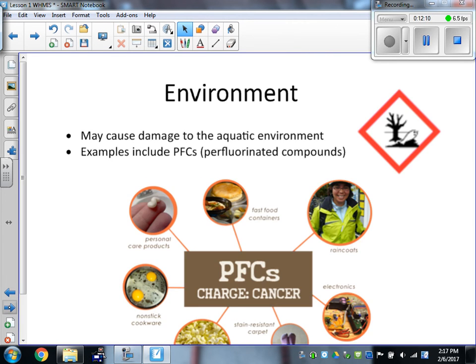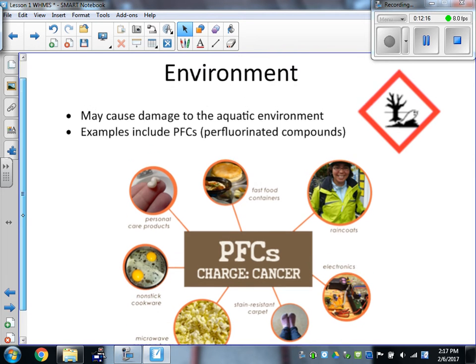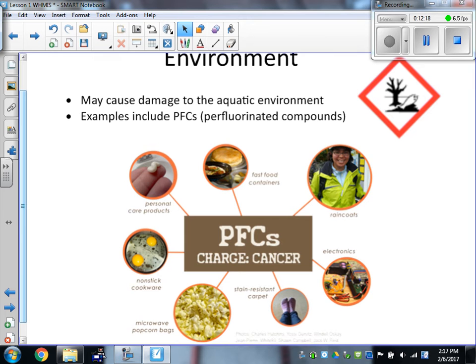All right. Environmental. May cause damage to the aquatic environment. So these have been updated, and by 2018 we kind of need to adapt these. I didn't include the 2015 ones because those are pretty much obsolete already. May cause damage to the aquatic environment.